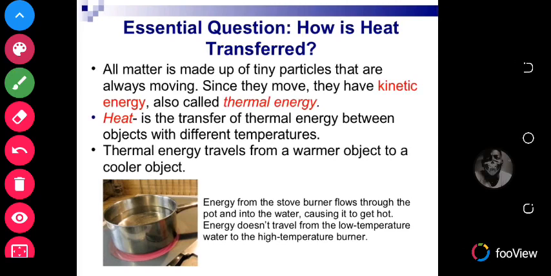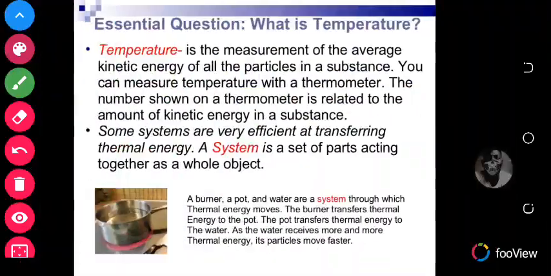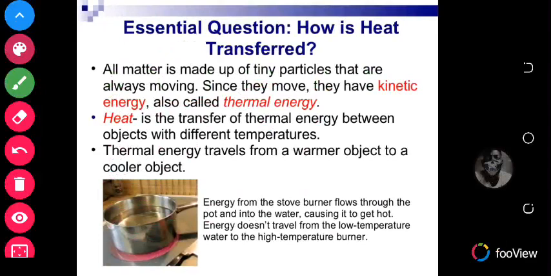So let's look at heat energy. All matter is made up of tiny particles that are always moving. Since they move, they have kinetic energy called thermal energy or heat energy. Heat is a transfer of thermal energy between objects with different temperatures. Thermal energy travels from a warmer object to a cooler object.